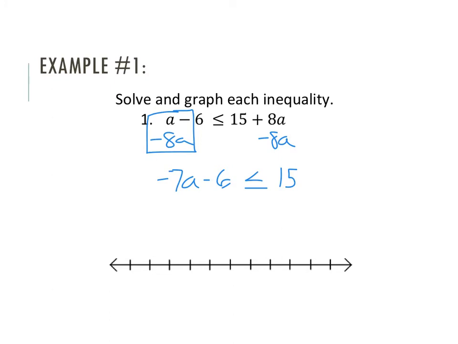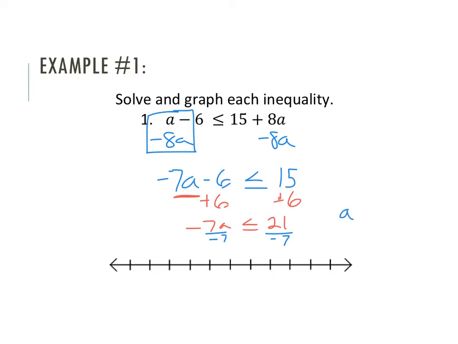So then the next step would be isolating that a by itself. So in this case, we'd add 6 to both sides. And when I add 6, I get negative 7a less than or equal to 21. And then lastly, we want a by itself. And so if I divide by negative 7 to both sides, I get a.